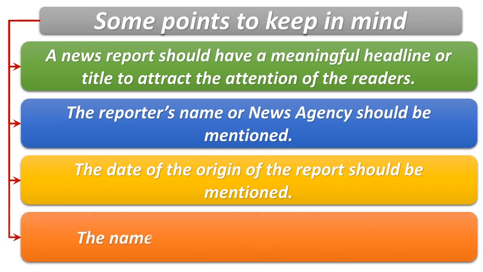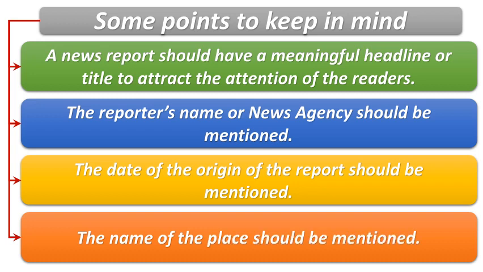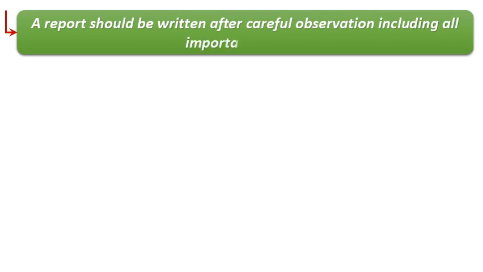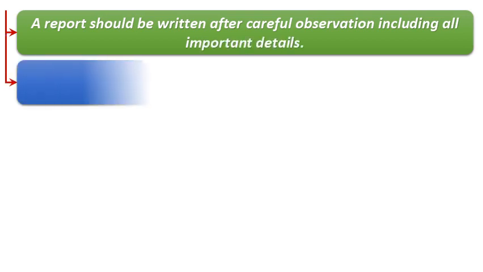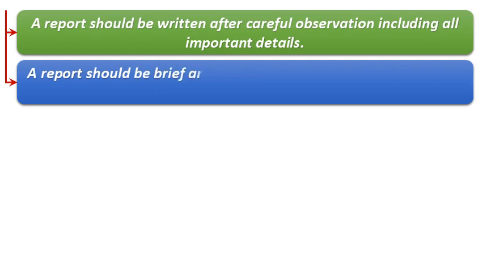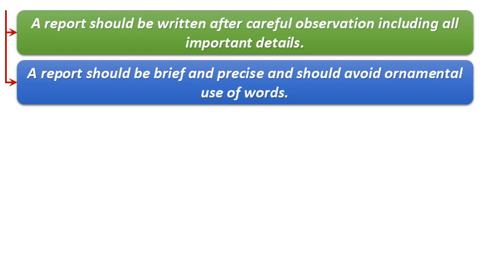Number 4, the name of the place should be mentioned. It means where the incident took place, that particular place you have to mention in the body of the report. Number 5, a report should be written after careful observation, including all important details. Number 6, a report should be brief and precise and should avoid ornamental use of words. Ornamental use of words means avoid giving extra and unimportant details.